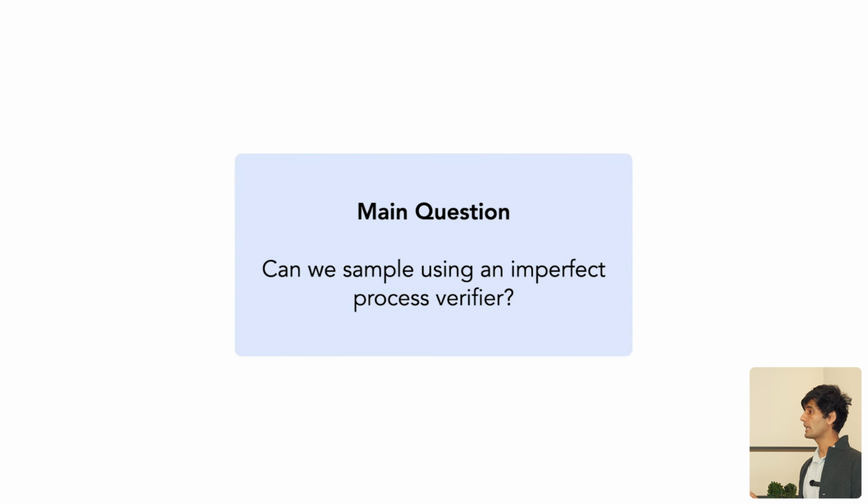So the key question that I'll try to address in the rest of the talk, and the guiding question for this line of research, is: if you're given imperfect verifiers or imperfect reward models, can you sample from the distribution and get the target distribution that you cared about?